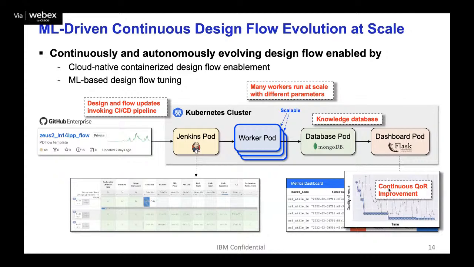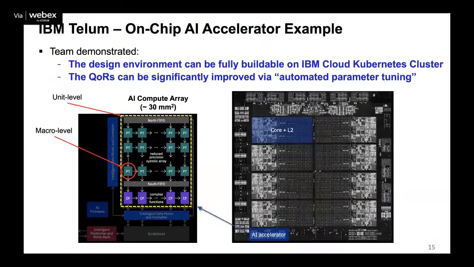at scale with different flow parameters, trying to find the best parameter configuration. And the build results are stored back in the knowledge database. And we should be able to track the continuous quality of result improvement from the dashboard application. So this is the infrastructure that we envisioned, that we can automate. At the same time, we can use the cloud infrastructure to produce the best quality of result in a shorter turnaround time.